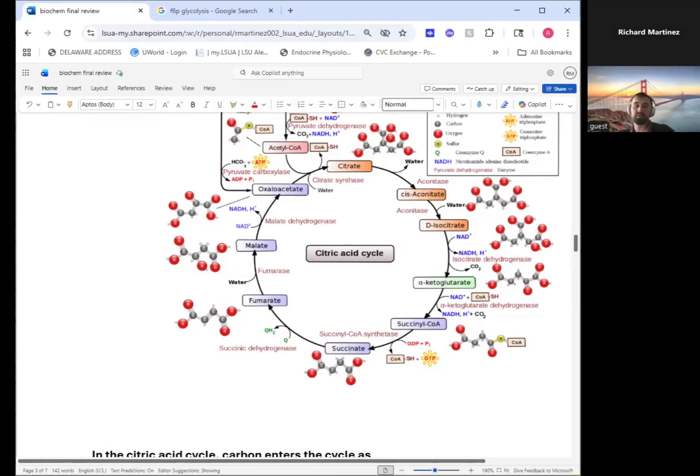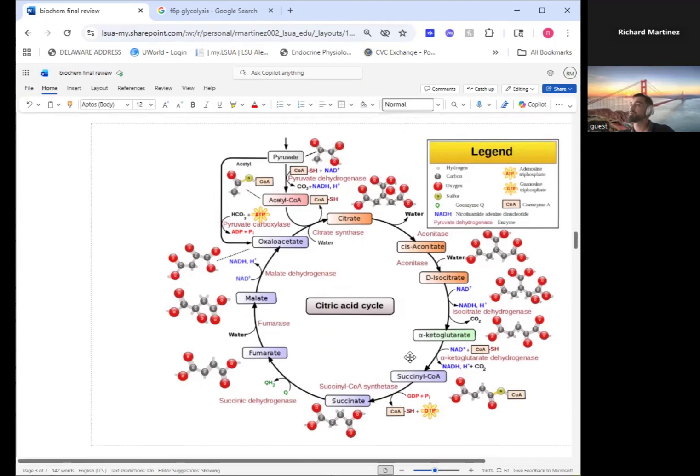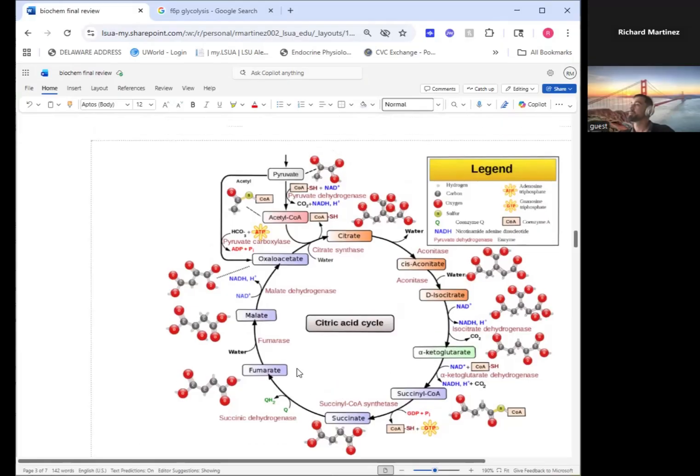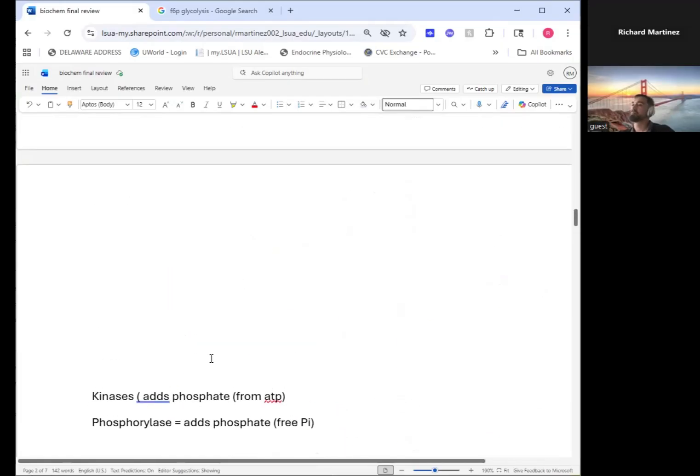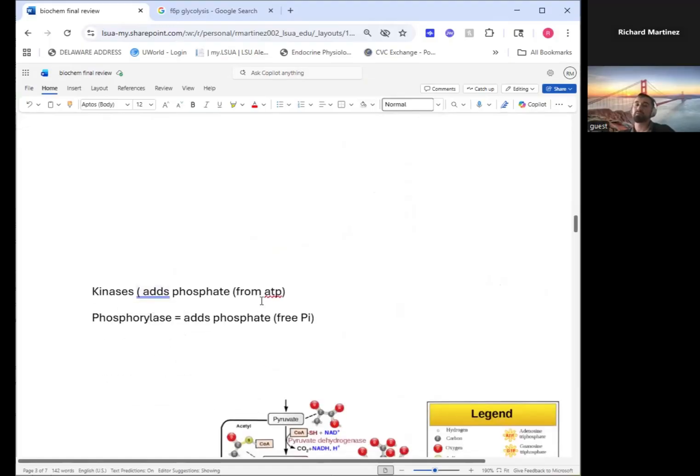Okay. Any questions on any of this? Well, probably a lot, but any questions on that so far? Okay. Let's take a step back. Kinases add a phosphate group from ATP. Phosphorylase adds a phosphate group to free phosphate, ADP.